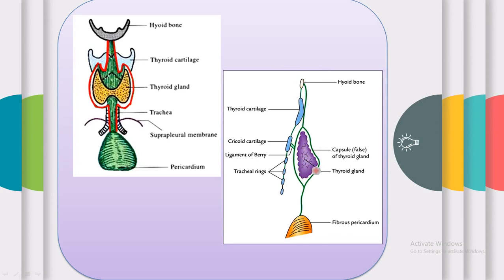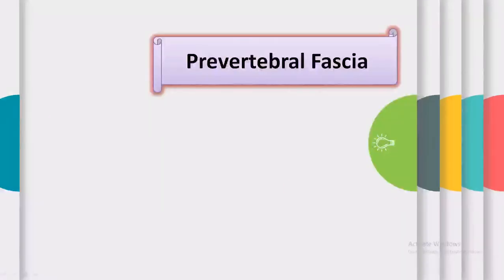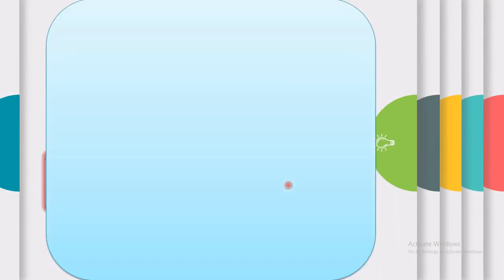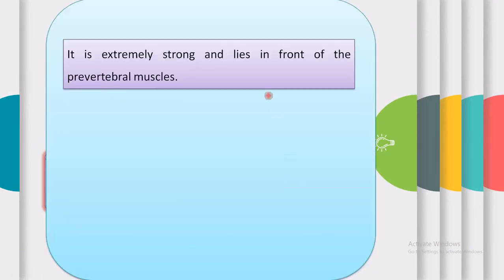When we trace below, the pretracheal layer enters the thorax in front of the trachea and finally blends with the fibrous pericardium. Now we discuss the prevertebral fascia. Prevertebral fascia is extremely strong and lies in front of the prevertebral muscles.